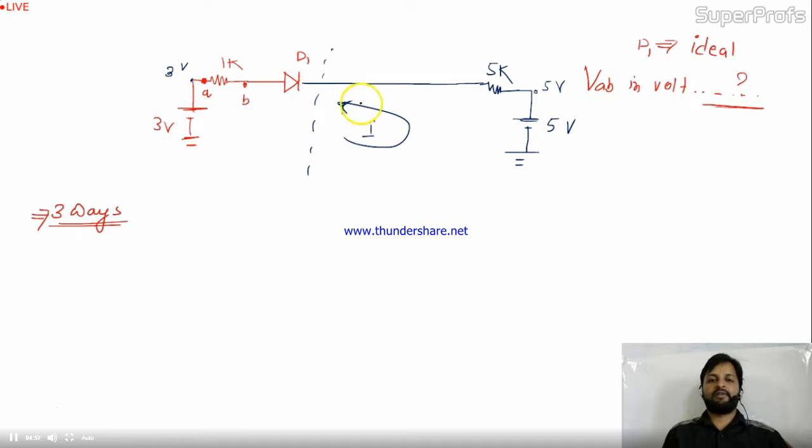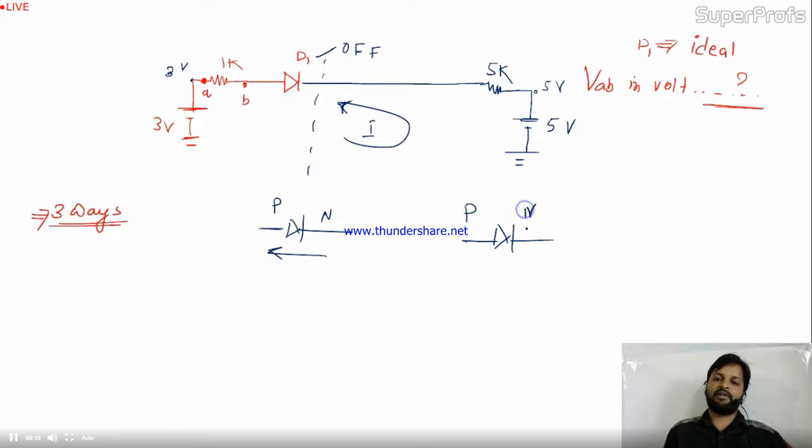If I know the D1 is off, see, in which condition D1 will be biased? It will be in reverse bias. In the reverse bias, the current direction is from N type to P type. Is it okay? In the forward condition, the current will flow from P to N. This is the forward condition. But I encountered the reverse bias condition in this question. It means D1 is off.